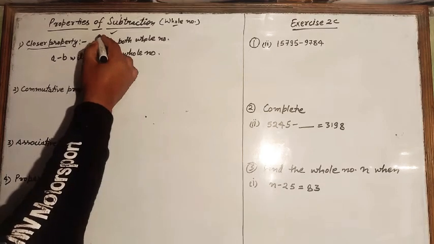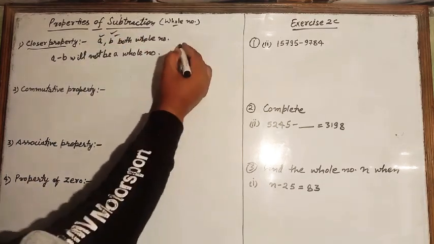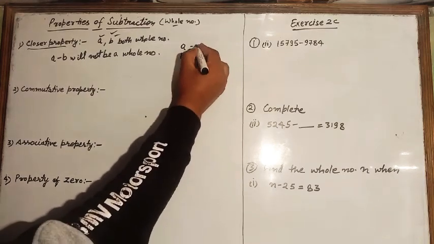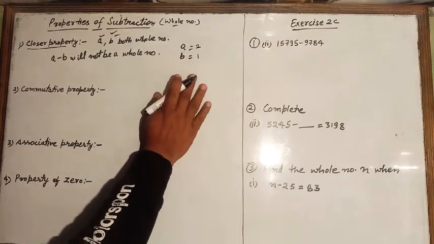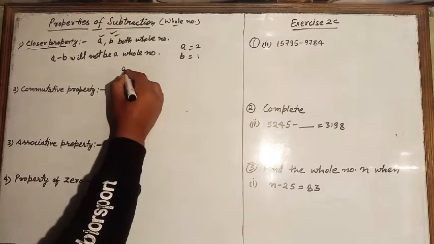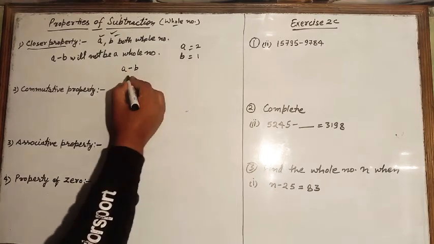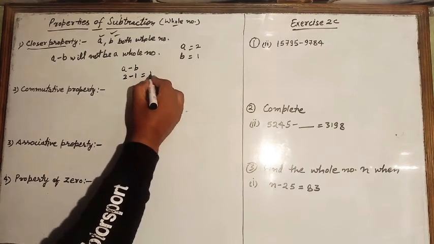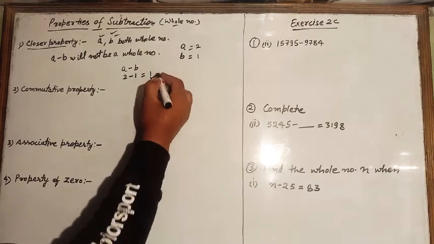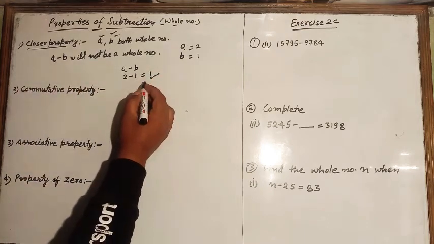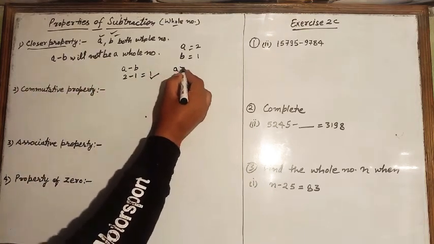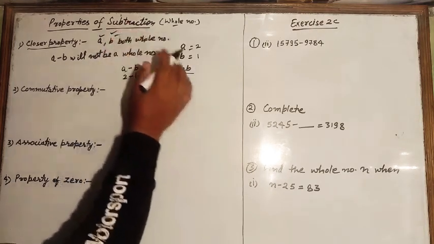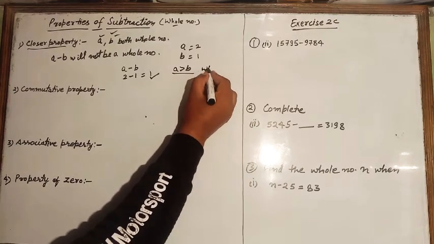Suppose we are taking two whole numbers a and b. Suppose a is 2 and b is 1. Now if we subtract a minus b, the value of a is 2, minus 1, so 2 minus 1 is equal to 1. We know that 1 is a whole number. It means that if a is greater than b, then in subtraction of whole numbers the result is a whole number.